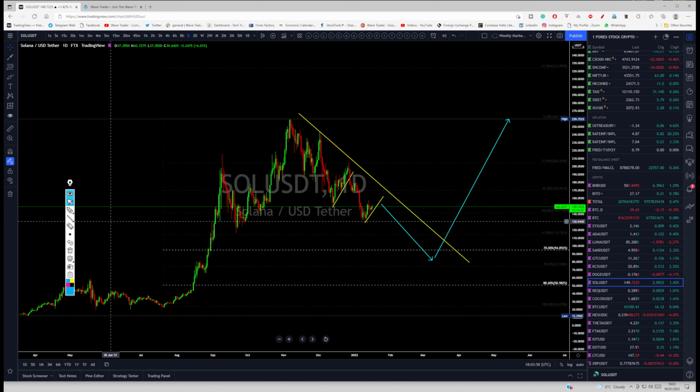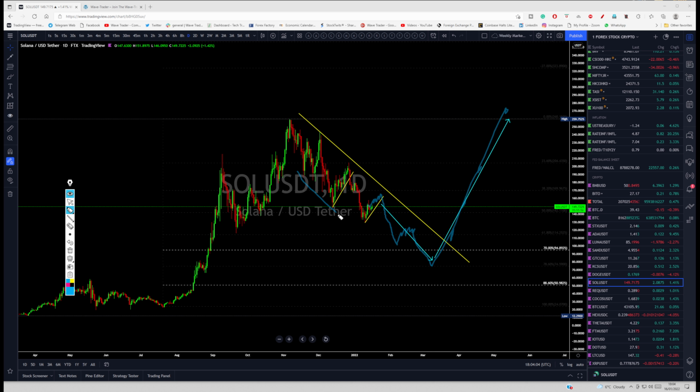So Solana breakdown and stay in this bigger sideways market, and then a bigger correction. Okay, not a sideways market, a bigger correction, and then continue to break up.